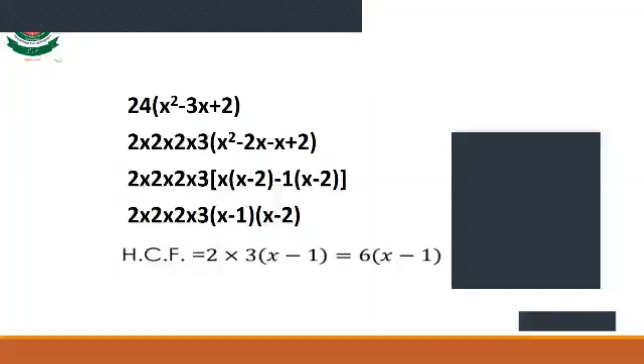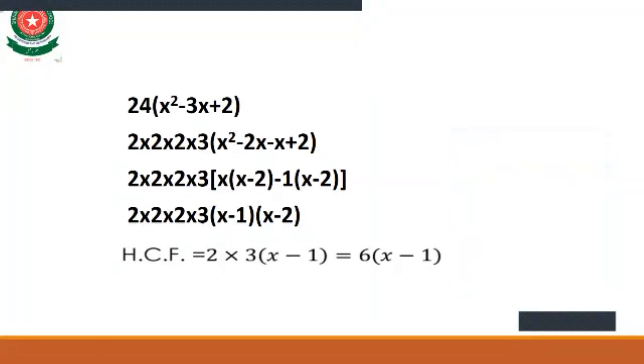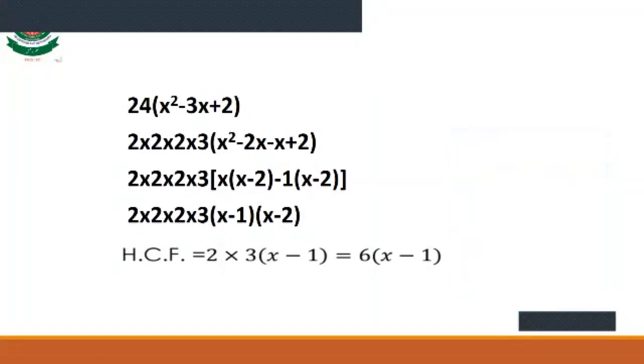You can write 24 as 2 into 2 into 2 into 3. The remaining term is x square minus 3x plus 2. You can write minus 3x as x square minus 2x minus x plus 2. Taking x common, the remaining will be x minus 2, and minus 1 is common. It will also change the sign, x minus x plus 2.